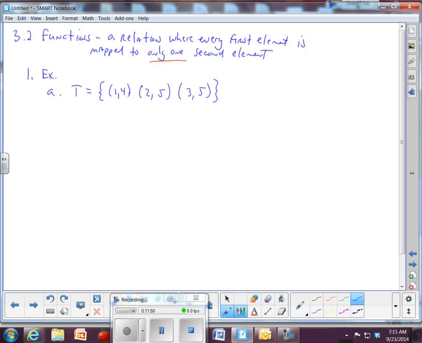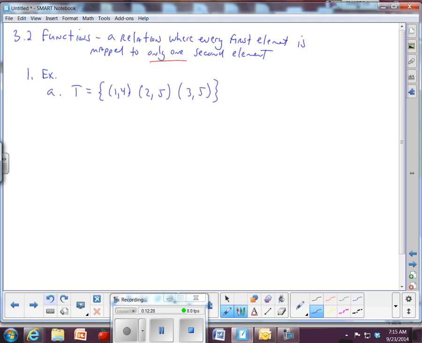I like to put it this way. If you think of it in boys and girls, first one's the guy, second one's the girl. No guy can date two girls. That's the aspect of a function. So guy number 1 is dating girl 4. Guy number 2 is dating girl 5. Guy number 3 is also dating girl 5, but that's not a problem because guy 3 is only dating one girl and guy 2 is only dating one girl. So a girl can date two guys, but a guy cannot date two girls.